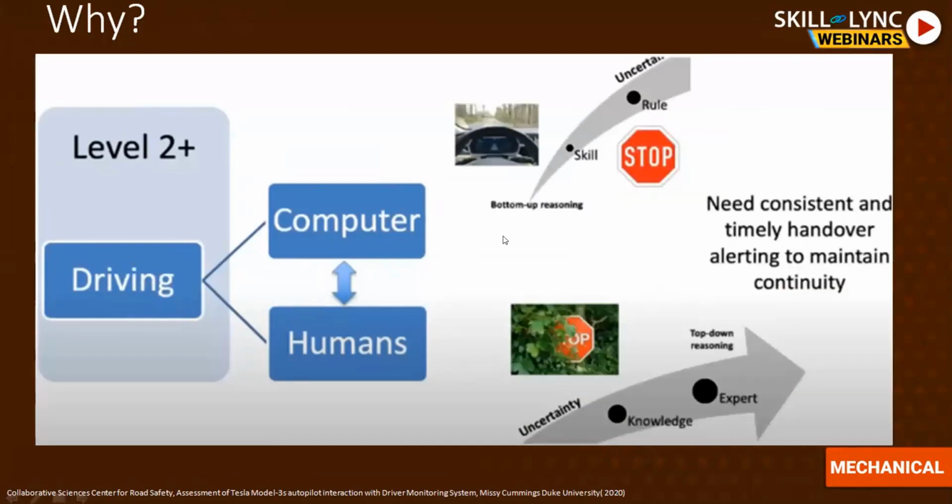Okay, so continuing that discussion, this is where it happens. All these decisions have to happen seamlessly, and today this is split between the computers making decisions on the top and the humans making decisions on the bottom. We call it top-down reasoning. So there needs to be a consistent and timely handover to the human when the computer cannot make these decisions. That's another key reason why we need to monitor the human being and make sure that the driver is alert and aware of the driving situation.